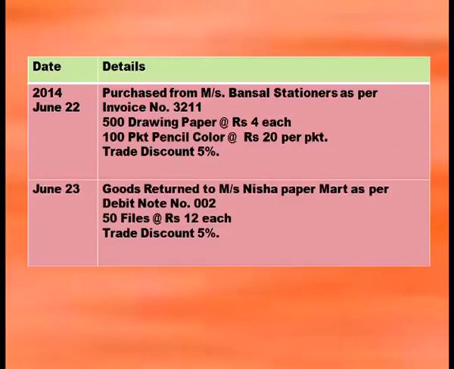Some more transactions are there in this question. So, we are moving to that. Purchase from Messrs Bensel Stationers as per invoice: 500 drawing paper is purchased, 10 packet pencil color is purchased, trade discount at 5% is written in the question. June 23rd, goods are returned to Messrs Nisha Paper Mart. So, you have to prepare two books here, one purchases book and another purchase returns book.